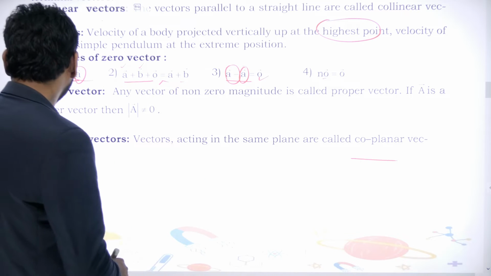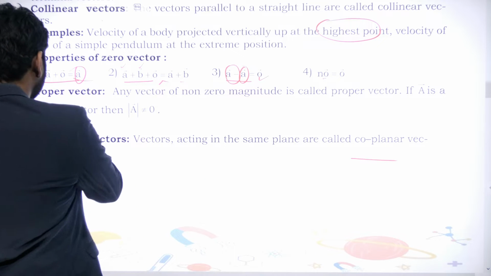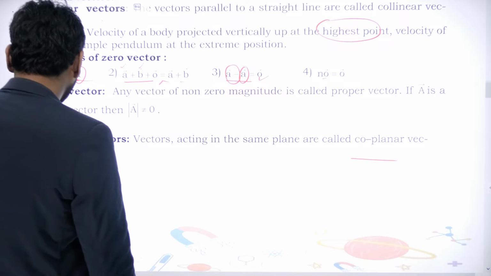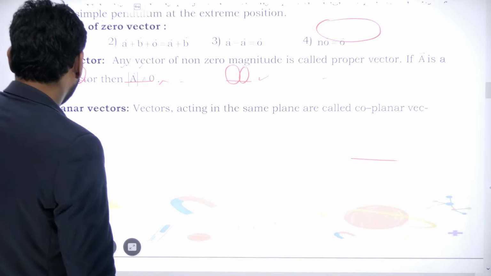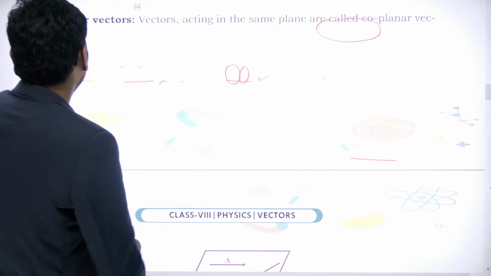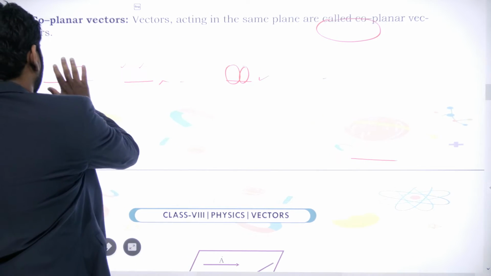Yeah. Next, this proper vector is also not required. So next, one more important type of vector is coplanar vectors. This is also very important. Coplanar vectors.